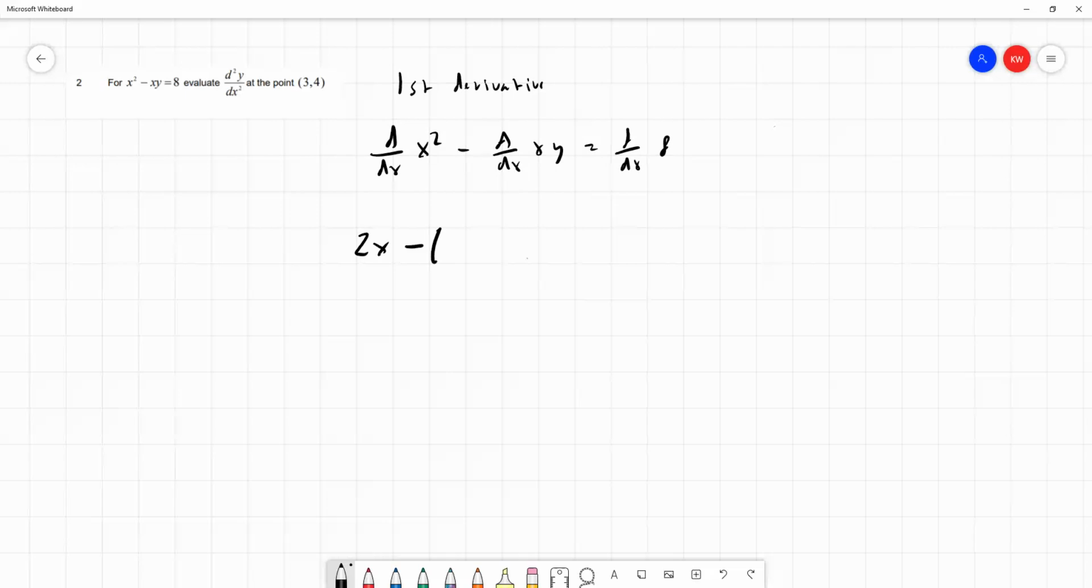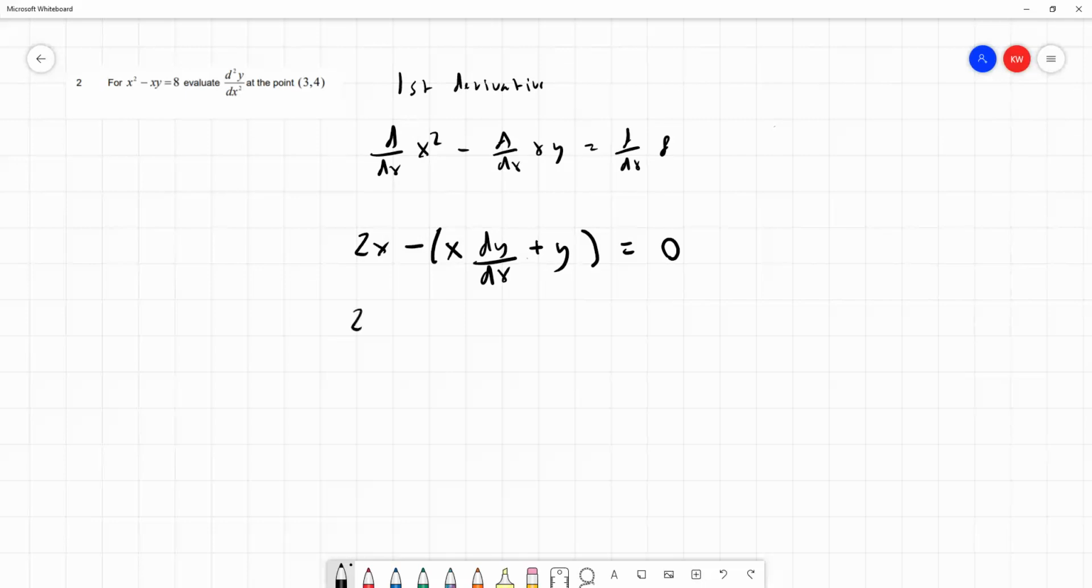We'll take x as our u and y as our v, and we'll take x times the derivative of y. So that's going to be 1 times dy by dx, because we're working in y instead of x. And to that we add y times the derivative of x, and the derivative of x is 1. So we just have y by itself. On the other side, the derivative with respect to x of 8 is 0, because 8 is a constant, and its derivative is always going to be 0.